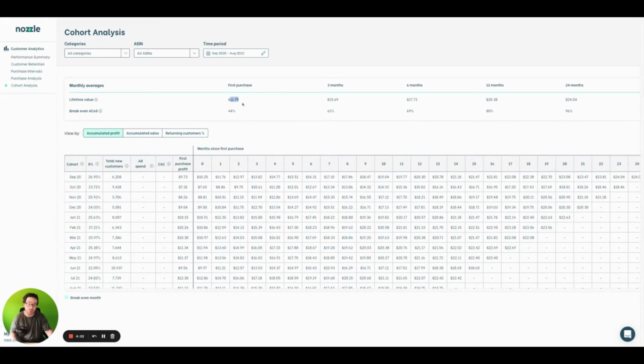You can actually see the first purchase number has changed itself, and all of these numbers have changed because it's now sampling from 2 years, not just the last 6 months. And so you can see that progression up over time. We then come to what we call cohort analysis.